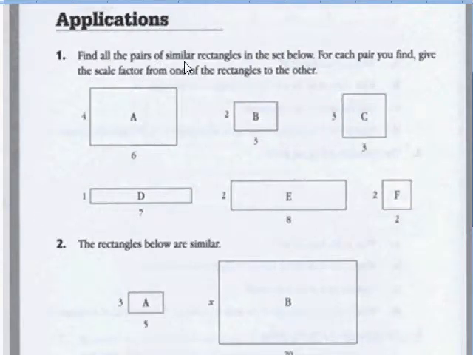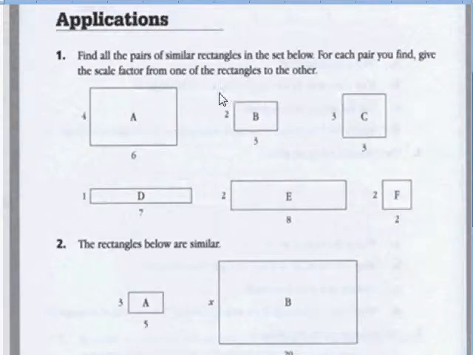Alright, find all the pairs of similar rectangles in the set below. For each pair you find, give the scale factor from one of the rectangles to the other. There's a lot of shapes here and you've got to compare a lot of different shapes. So I would suggest that you find some sort of pattern to check them all.